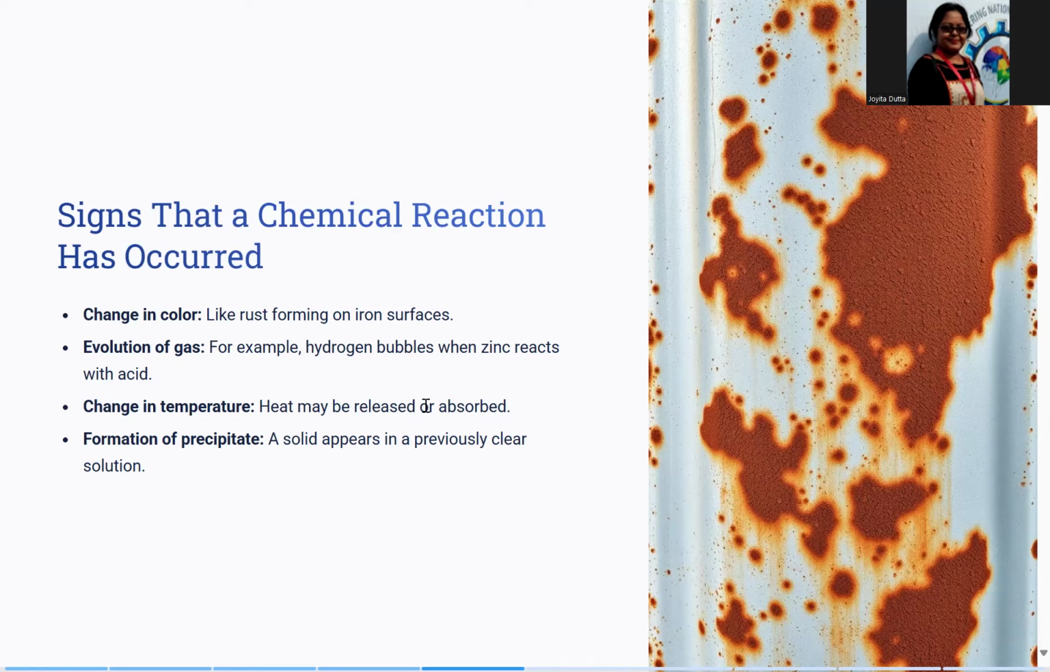Change in temperature. Sometimes whenever you dissolve something, there's a change in temperature that has occurred. There may be energy released or energy absorbed. Things might become a bit cold or a bit warm. So that is change in temperature, and hence we can say a chemical reaction has taken place. There might be formation of a precipitate. So some deposition might have taken place, wherein I say a chemical reaction has taken place.